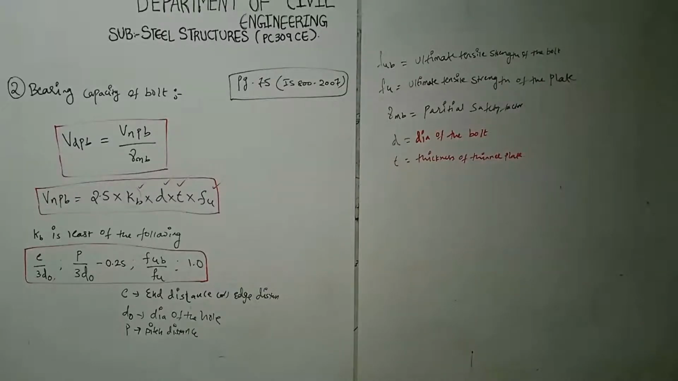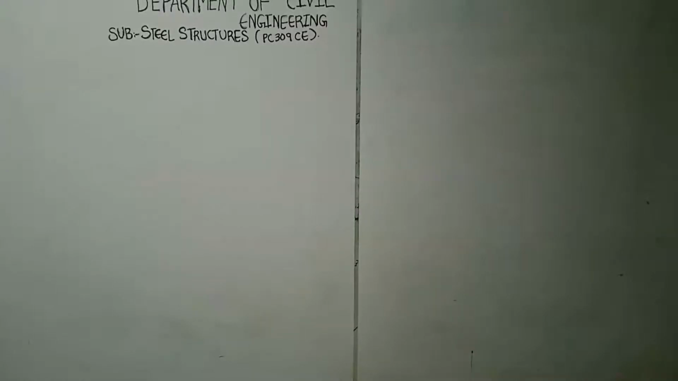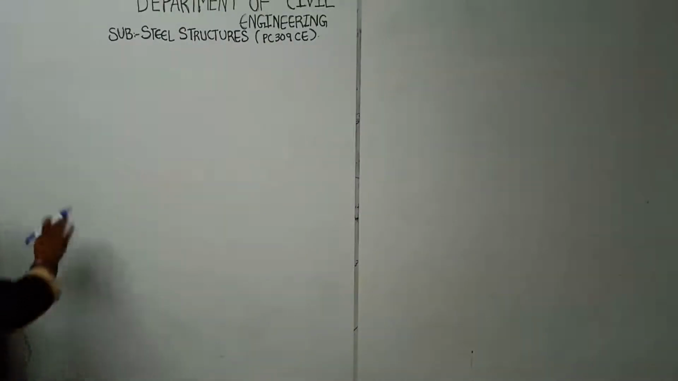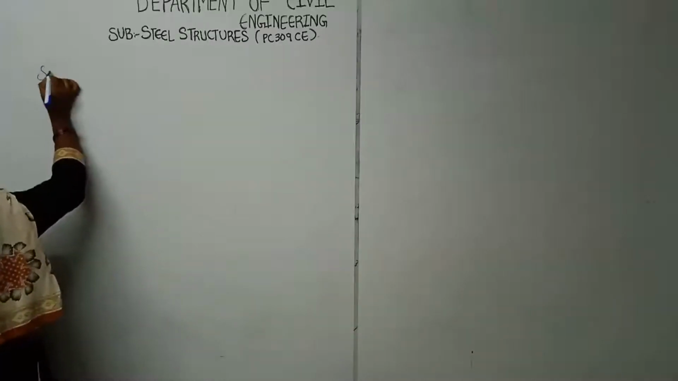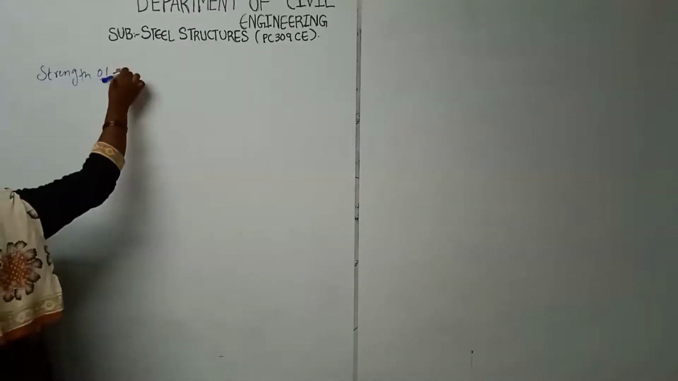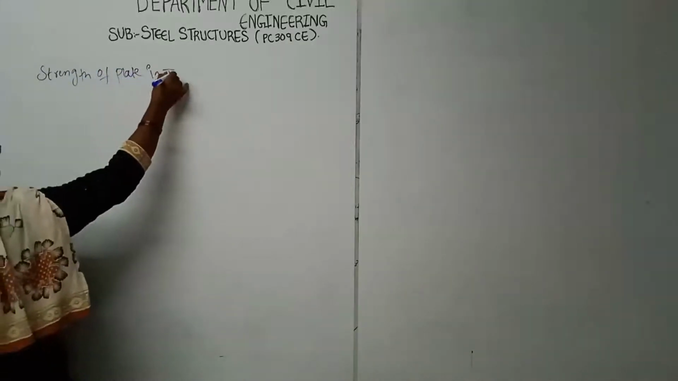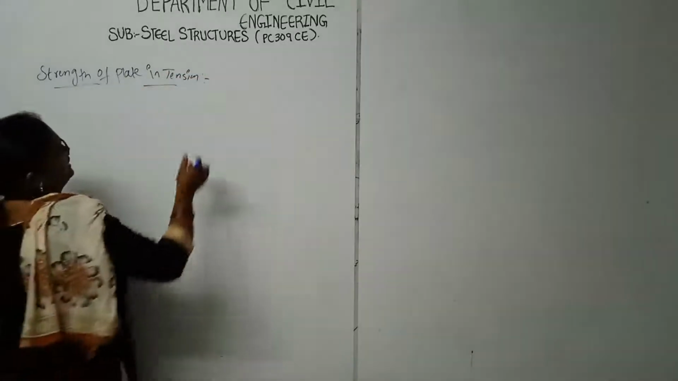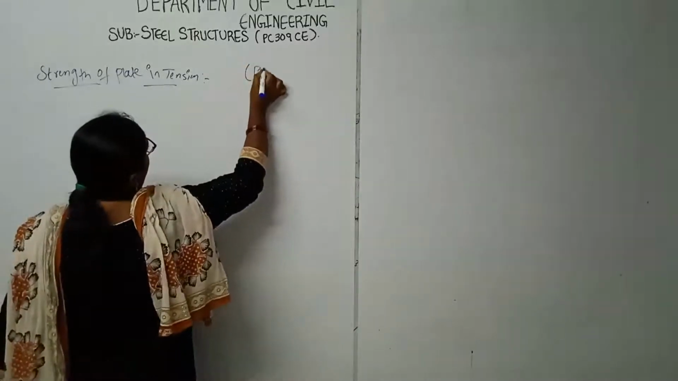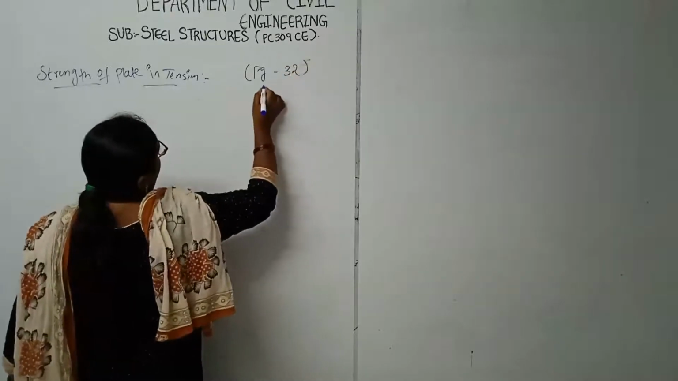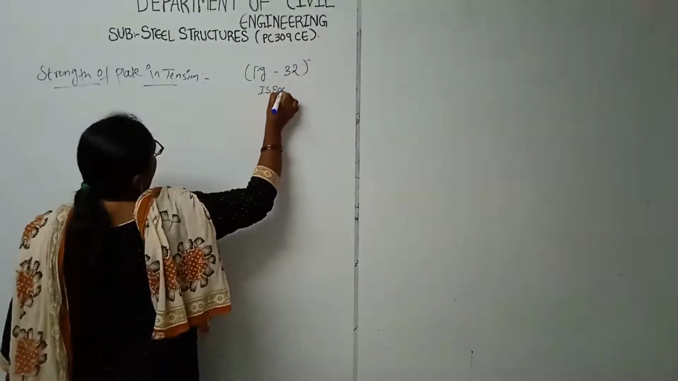Okay. Next we will study about the tearing. Next we will study about the strength of plate in tension. So right, these all formulas you can find on page number 32 of IS 800:2007.